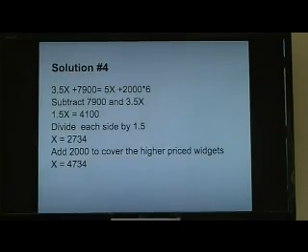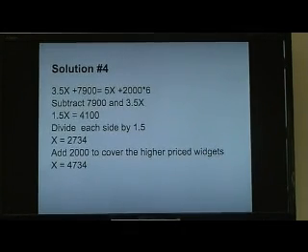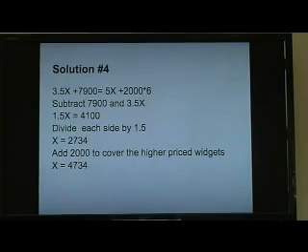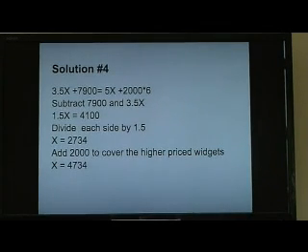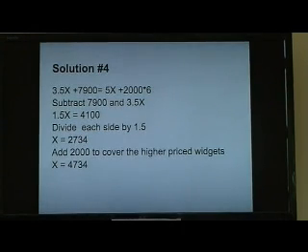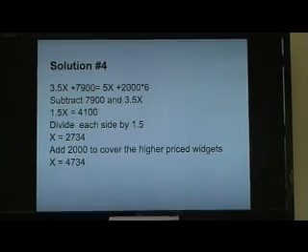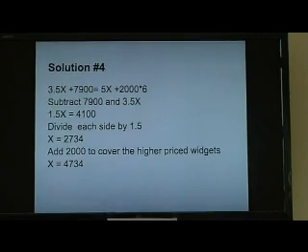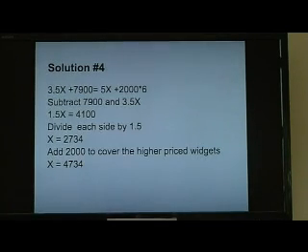Solution 4. 3.5x plus 7,900 equals 5x plus 2,000 times 6. Subtract 7,900 from each side and 3.5x from each side. So now I have 1.5x equals 4,100. Divide each side by 1.5. x equals 2,734. Add 2,000 to cover the higher price widgets, and we now know that the company must now produce 4,734 widgets in order to break even with the new prices.